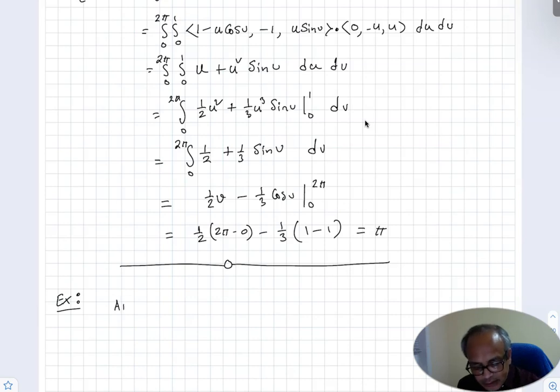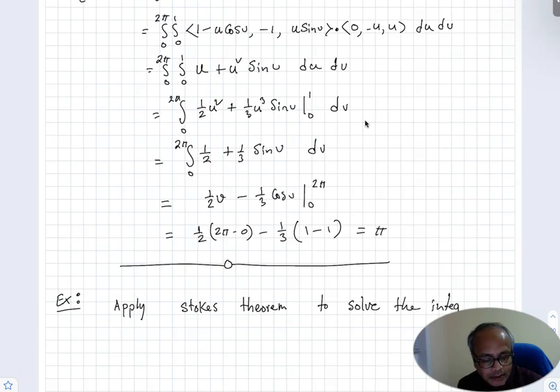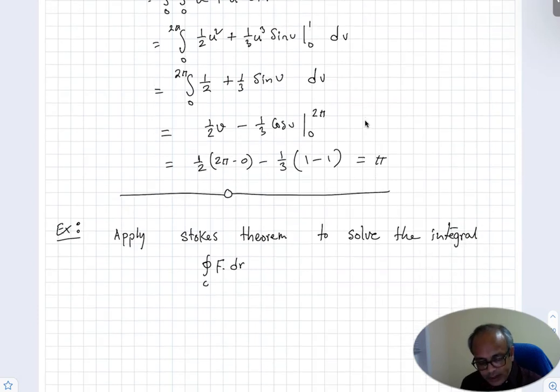In this exercise, we are going to apply Stokes theorem to solve the integral of F dot dr, where the vector field F is, let me write that down for you, x, y squared is the second element, and z squared is the third element, and C is a positively oriented simple closed curve.